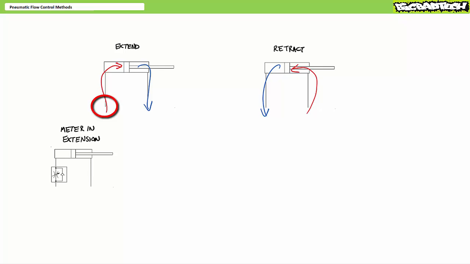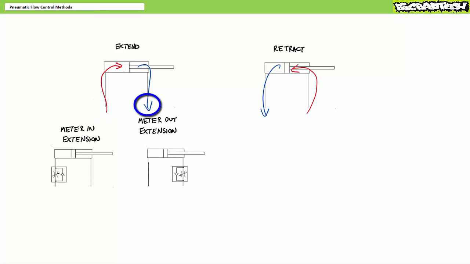To control extension, we could restrict flow coming into the cap end. The slower the cap end fills up, the slower the cylinder will extend. This is known as meter-in extension. Option 2. Alternatively, we could restrict flow coming out of the rod end. The slower the rod end drains, the slower the cylinder will extend. This is known as meter-out extension. The same things could be said about retraction.